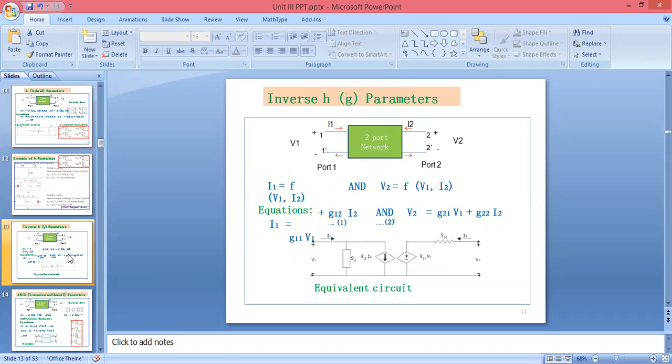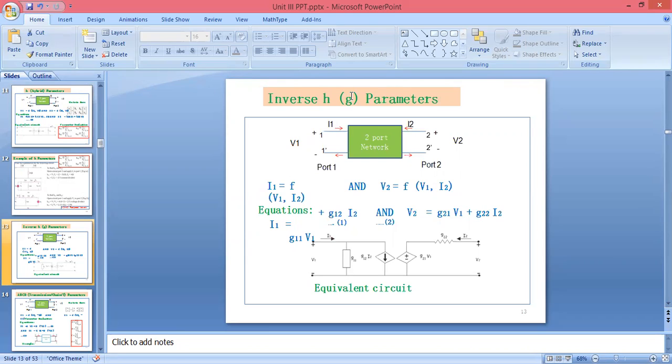If we want to see the inverse hybrid parameter, it will be exactly opposite to hybrid. Instead of hybrid, we use the letter G, the G parameter. We can say it is the G parameter or the inverse hybrid parameter. And here the value of current flowing through port 1 and the value of voltage appearing across port 2 will be dependent.